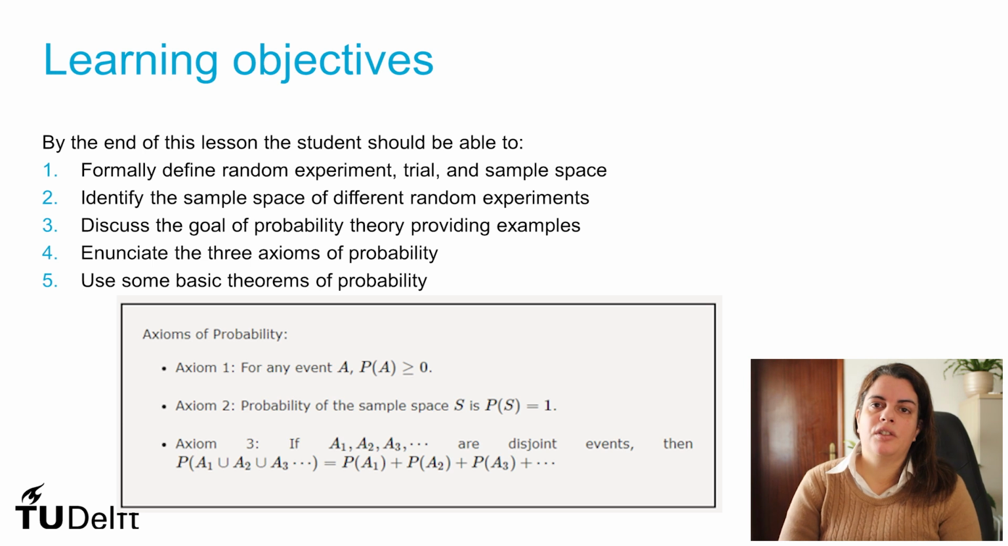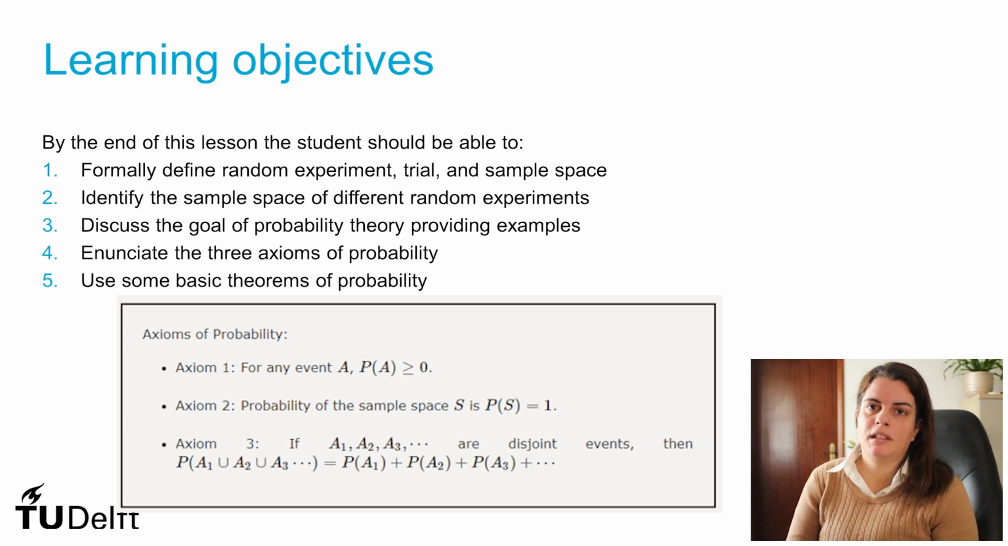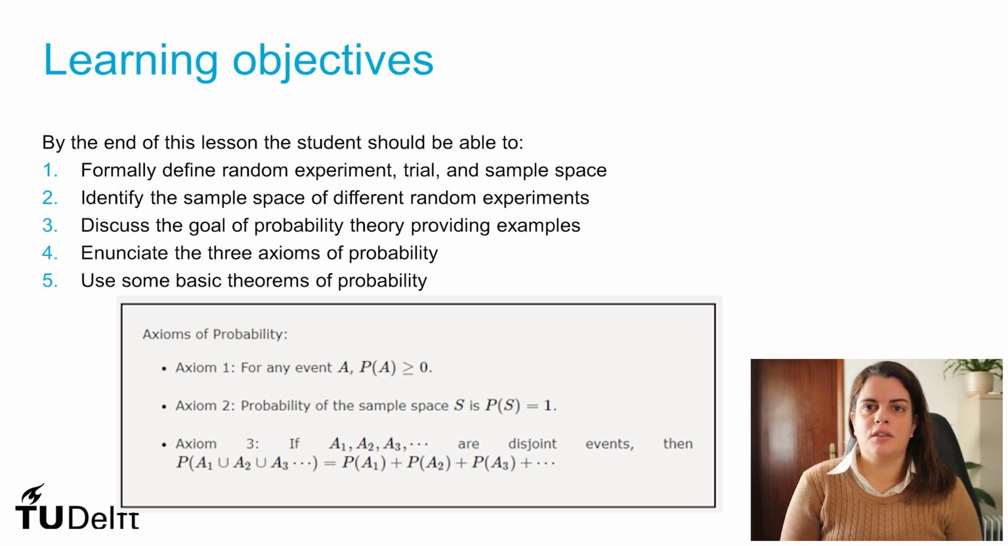Also, it's important to know the 3 axioms of probability. These are assumptions on which all the theorems of probability are based. So if you know them, you can actually demonstrate all the other definitions.